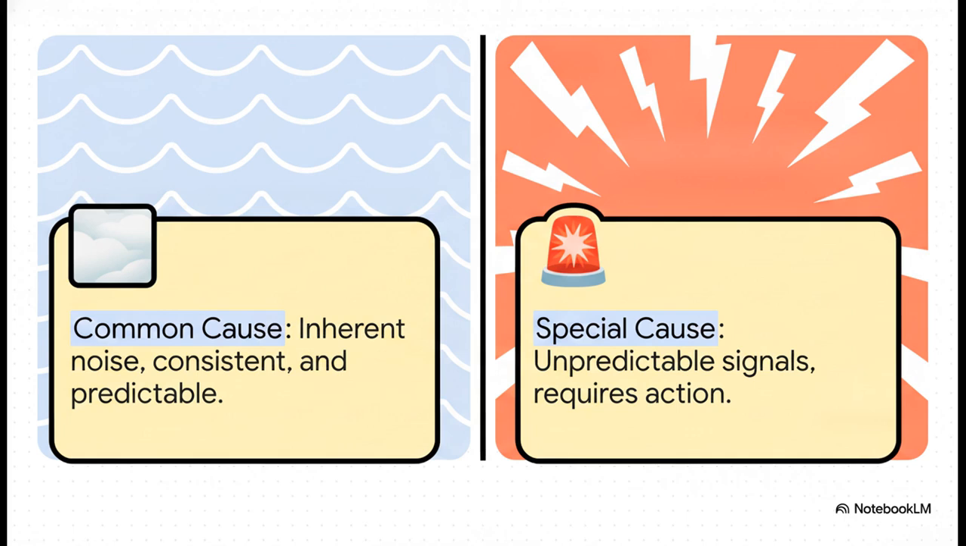First, we've got common cause variation. This is inherent noise. It's consistent, it's predictable, and honestly, you can't really get rid of it unless you completely redesign your entire system. Then, on the other hand, you have special cause variation. These are the unpredictable signals that scream, hey, something specific is genuinely broken here and needs to be fixed right now.